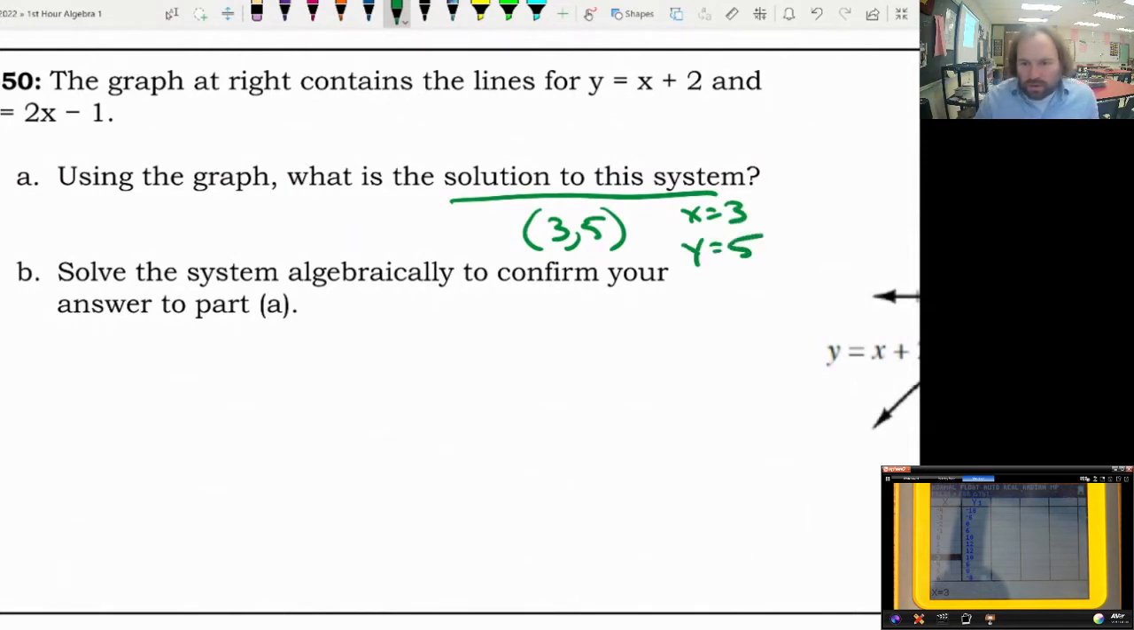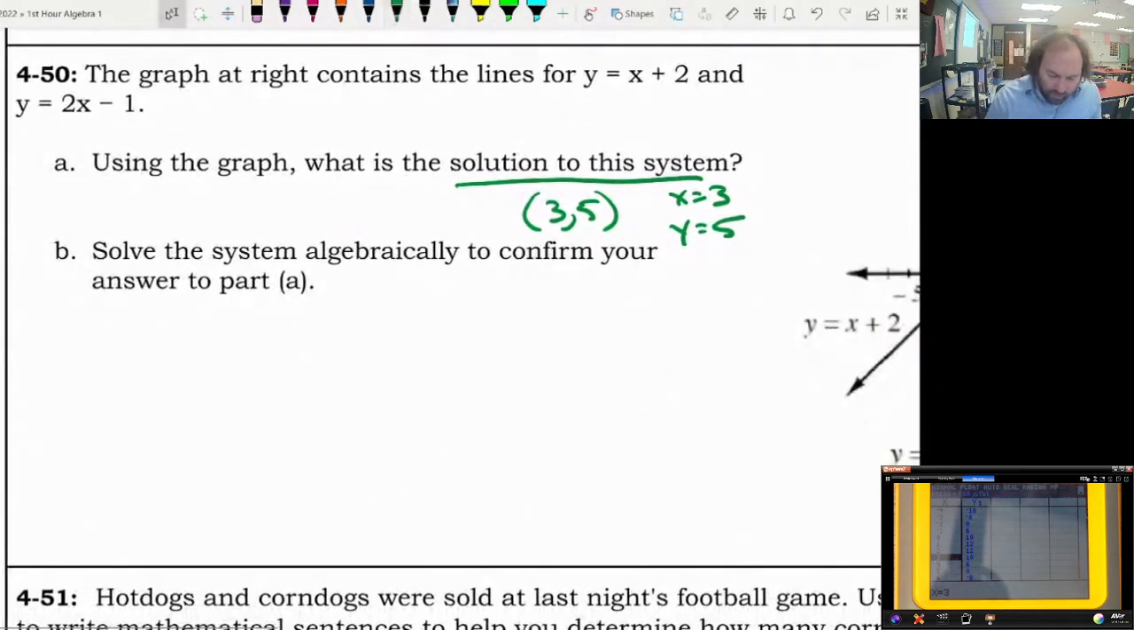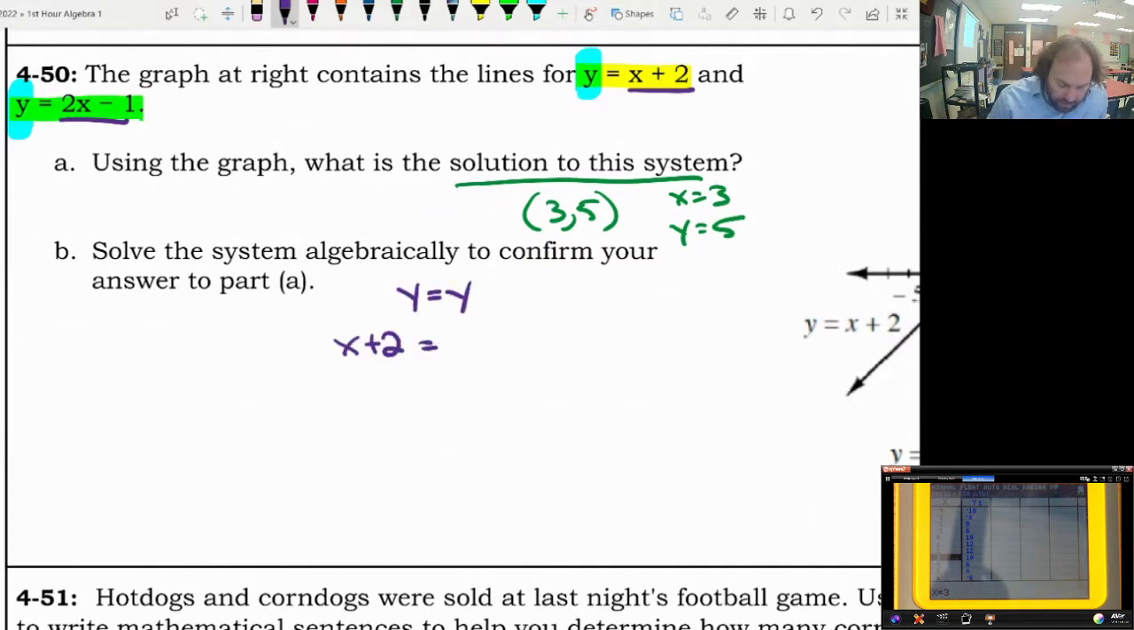For question B, though, we're going to solve this algebraically and confirm that. Now, I noticed that both equations are already in y equals form. They both already equal y. So let's use the equal values method, which says that x plus 2 must equal 2x minus 1. The thinking here is that y equals itself. One way to talk about y is x plus 2. The other way is 2x minus 1. These things both equal y, so they must equal each other.